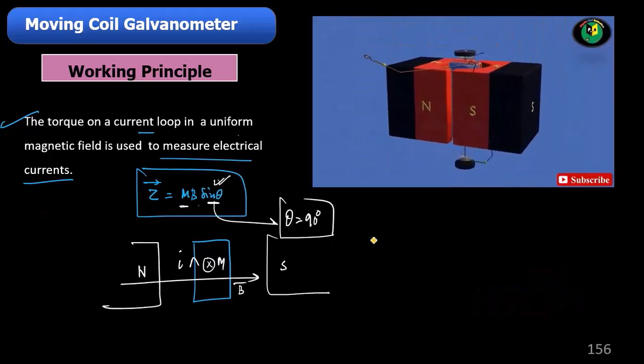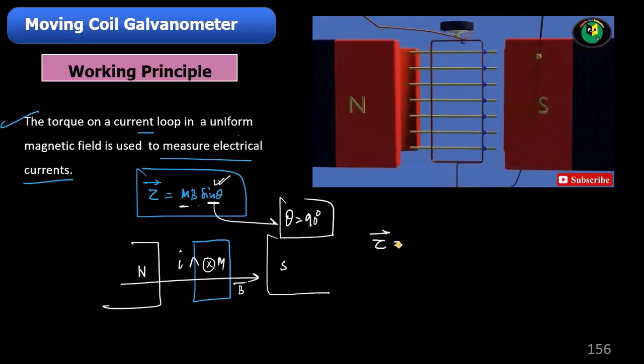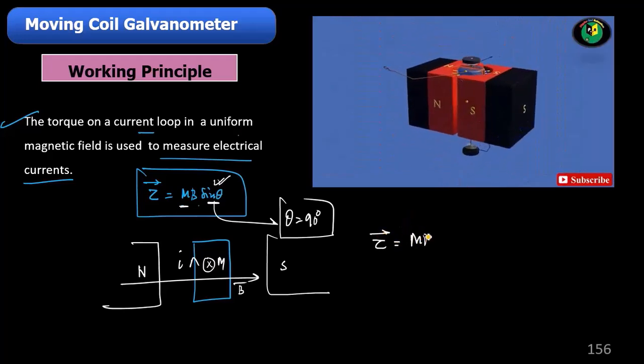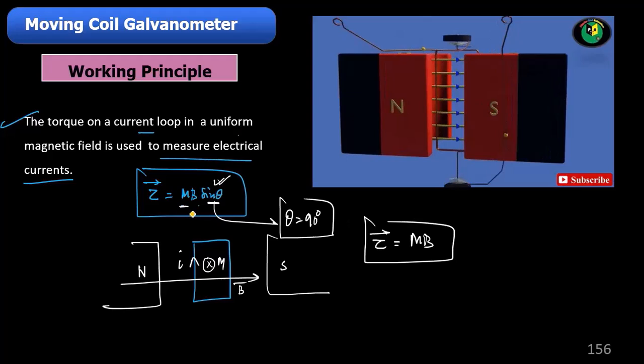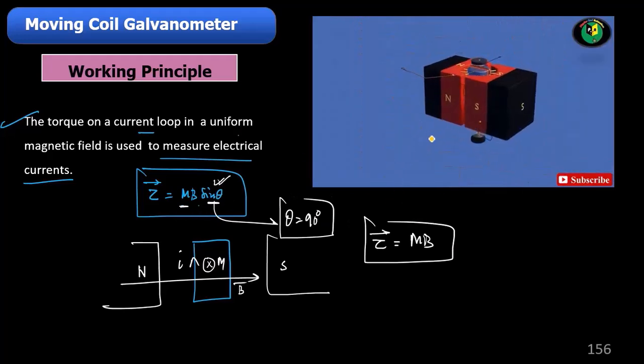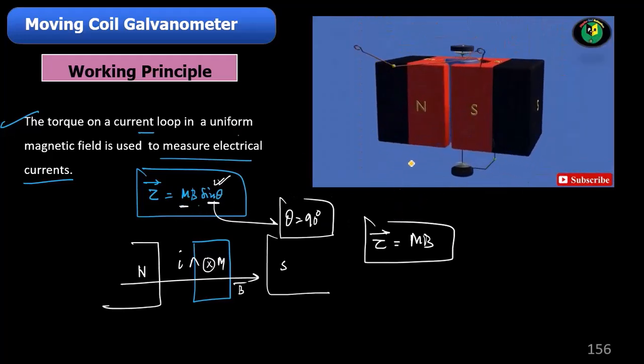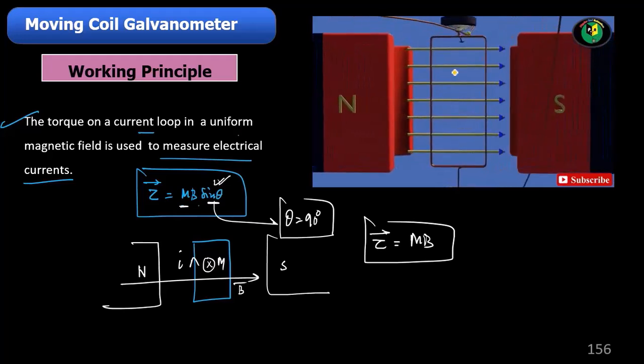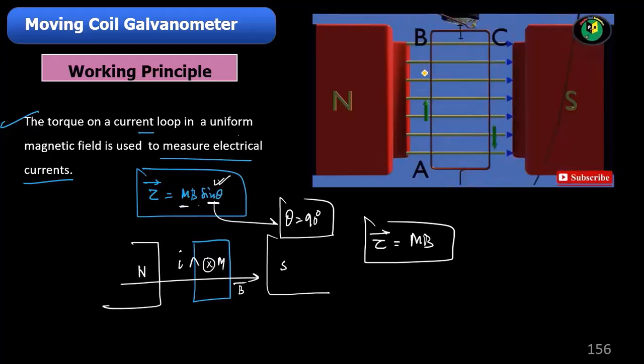So can I say torque acting on this current carrying loop is nothing but M into B. That torque is M into B. Now because of this torque, this loop tries to rotate. Now there is a spring loaded arrangement. A spring loaded arrangement is there.